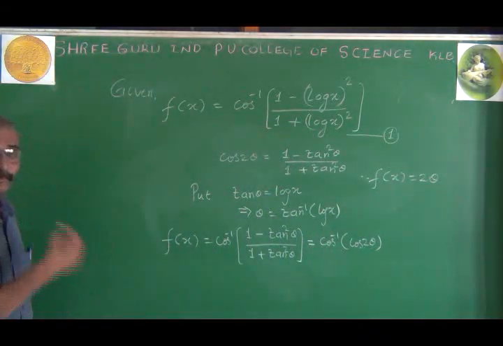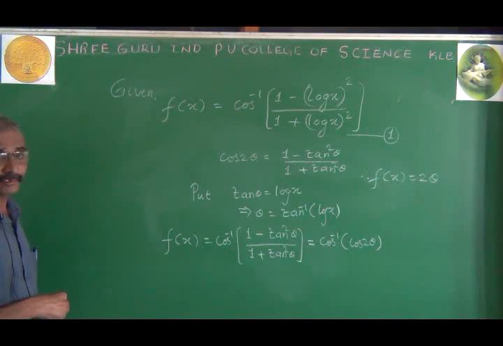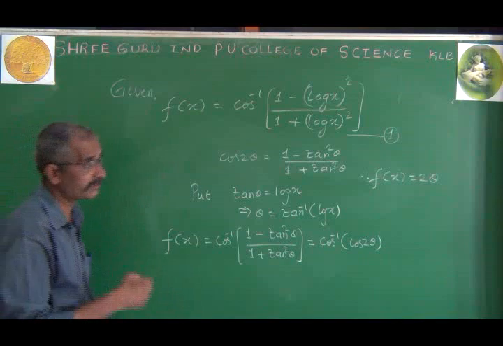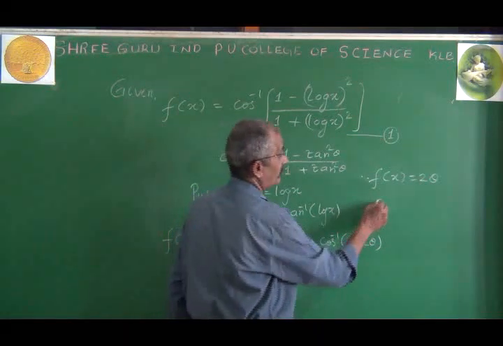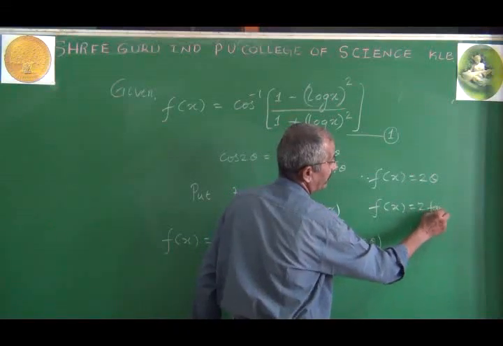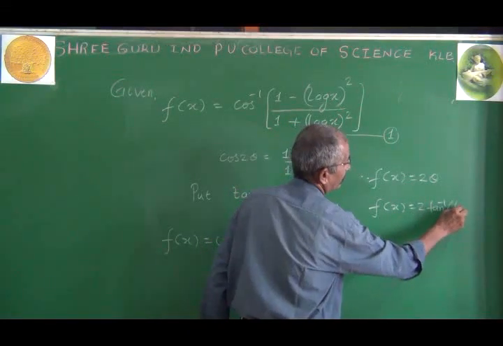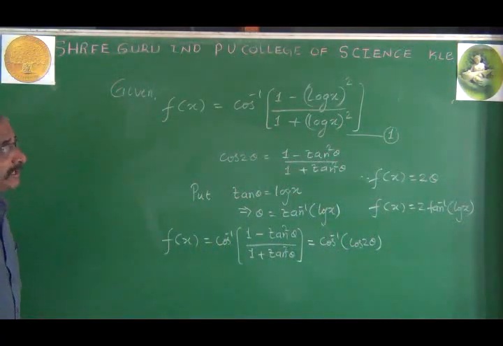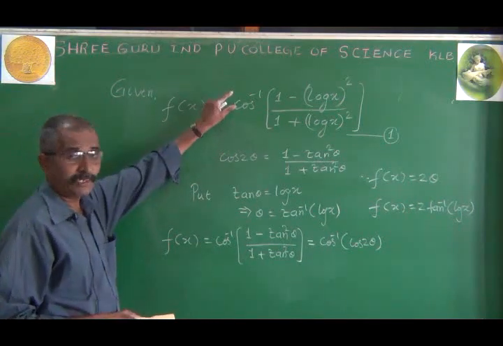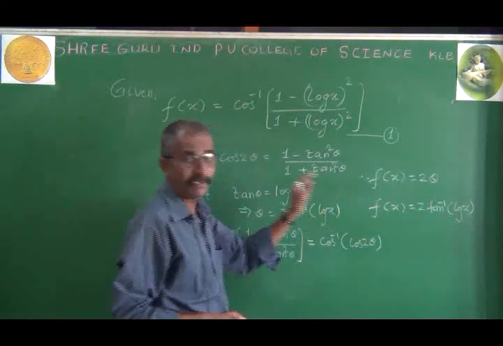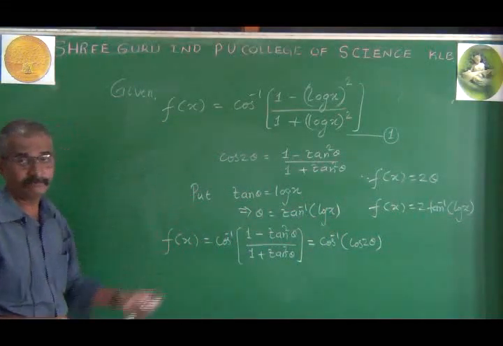Next, before differentiation with respect to x, better replace the value of theta. The value of theta is tan inverse of log x. Hence now f of x becomes 2 into tan inverse of log x. Now you can realize very easily that a somewhat big expression is transferred to its simplest form. That's the main advantage of the substitution method.